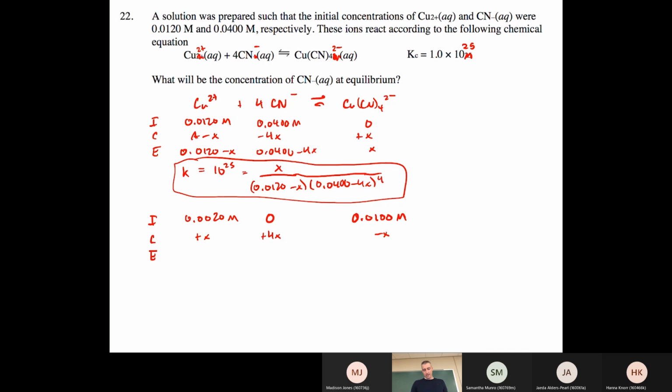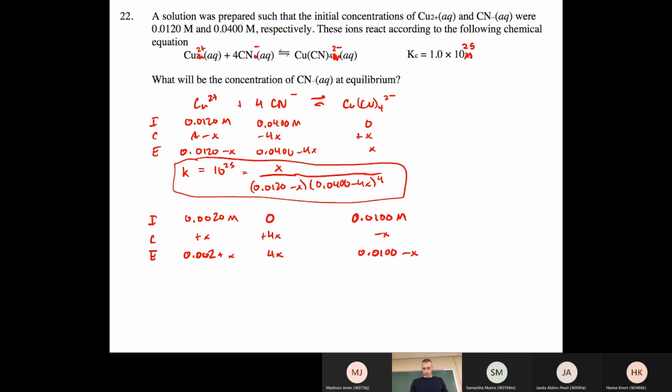That doesn't work because if x was really large, then you end up with negative concentrations in the bottom. So it turns out that x actually is going to be very close to the number you're subtracting it from. So the difference is going to be a very small number. So this becomes 0.002 plus x. This becomes 4x, and this becomes 0.0100 minus x.